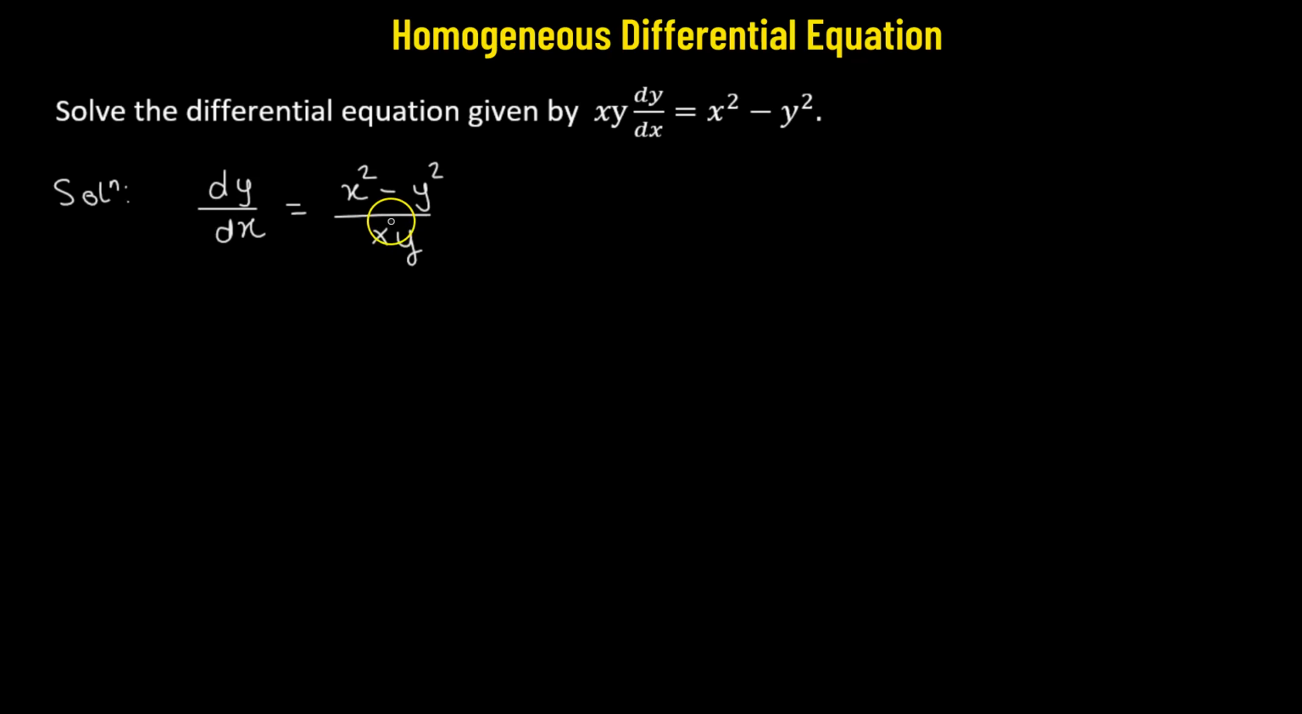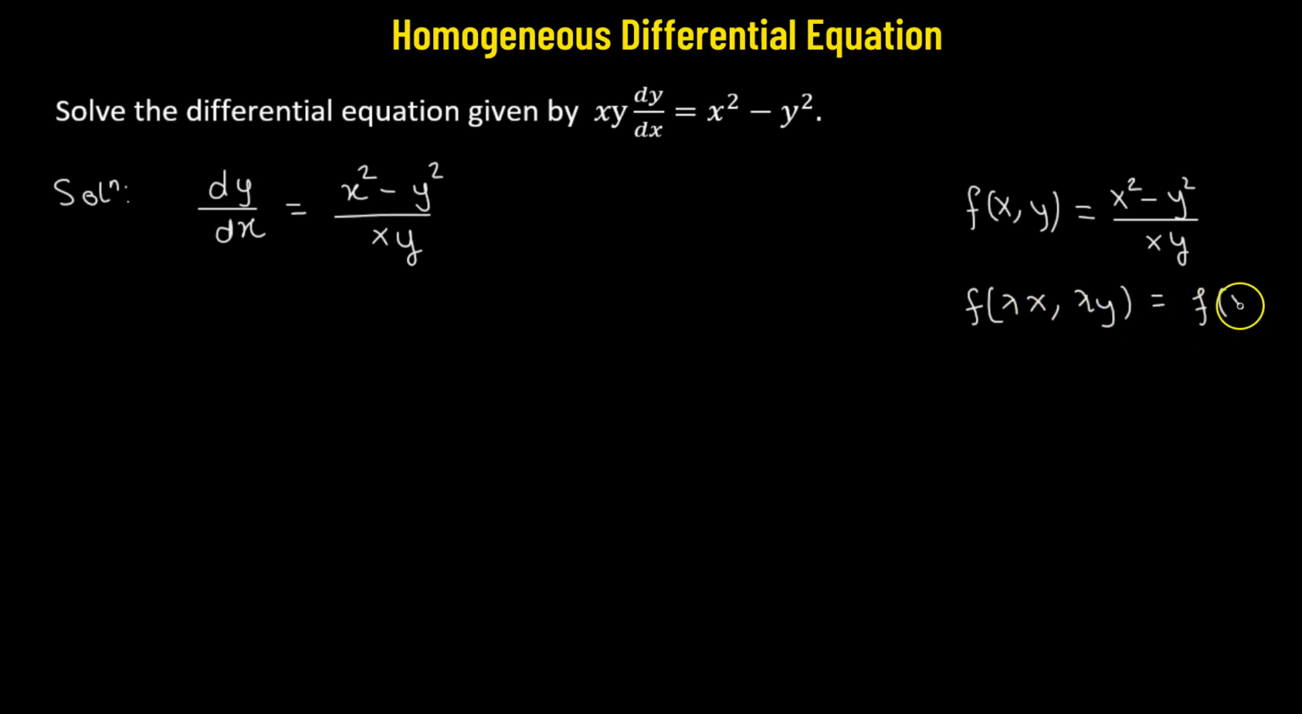This is an example of a homogeneous differential equation because if we consider the function f(x, y) given by x squared minus y squared divided by xy, and we substitute x with lambda x and y with lambda y, then we get back our original function f(x, y). Thus, when this criterion is met, we say that f(x, y) is a homogeneous function. And because the function is homogeneous, this is going to be a homogeneous differential equation.